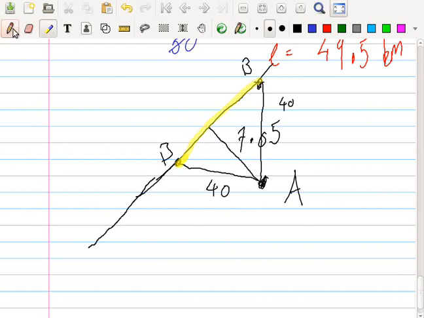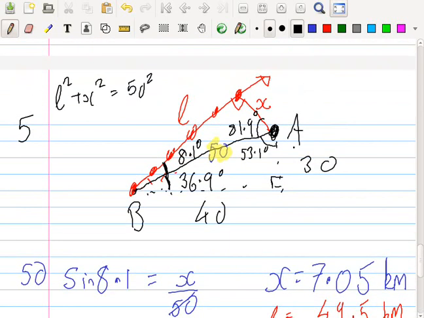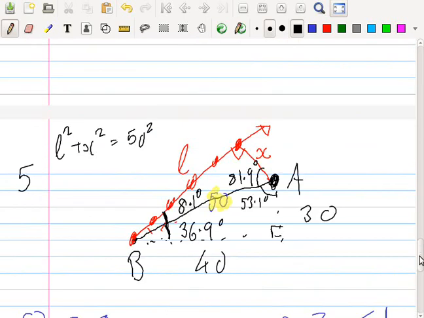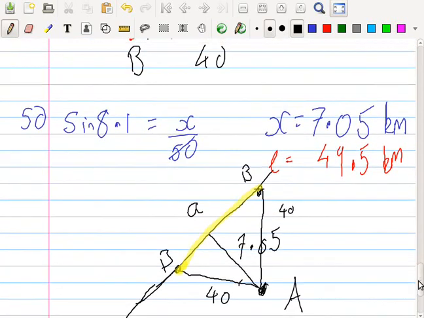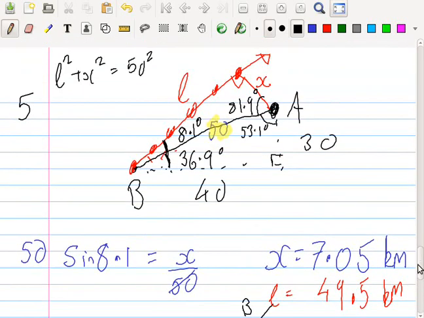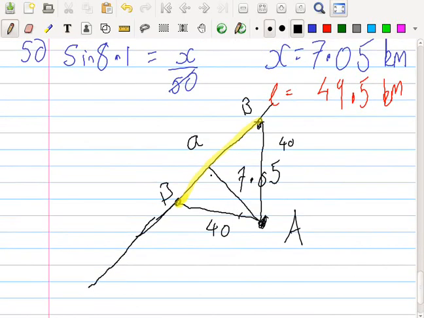Okay. Now what do we know? We know two sides, right? And I want this side here, I'll call it A. Now if I had this angle here, I would be done. What rule would I need to use if I had this angle here? Cosine. Now if I go back to the last one, what angles do I have? Well, I have 81.9, so does that help me? No. Okay, so let's work out the angle. I know this side here is 7.05. I know this side here is 40, so I can find this angle here.